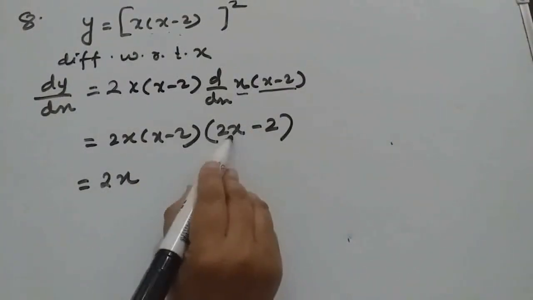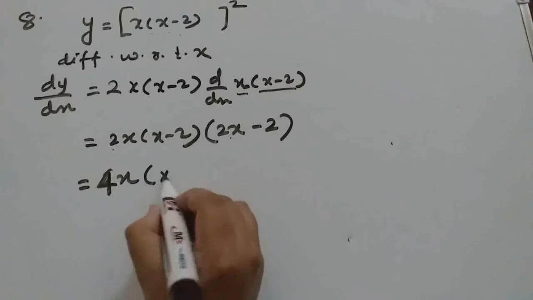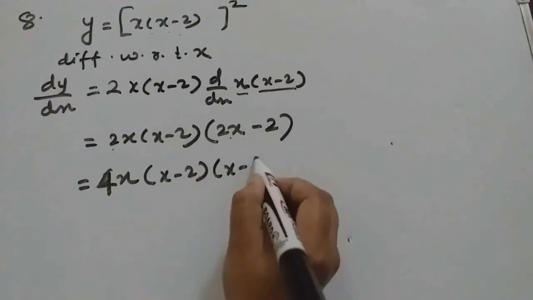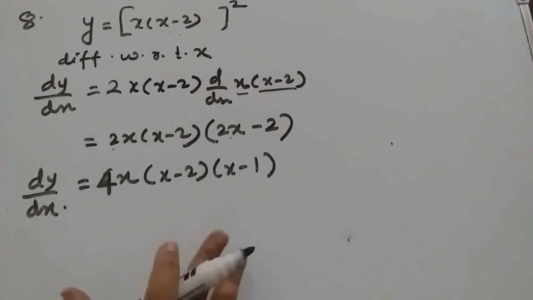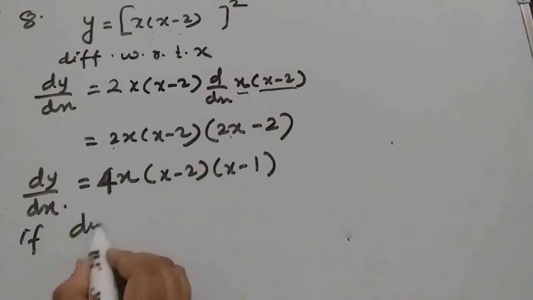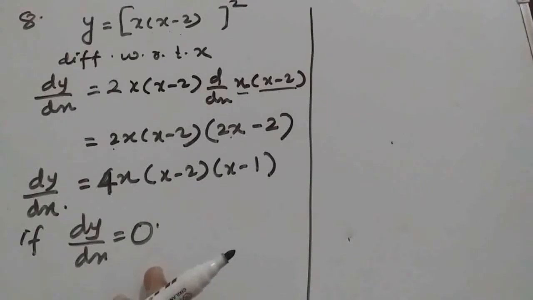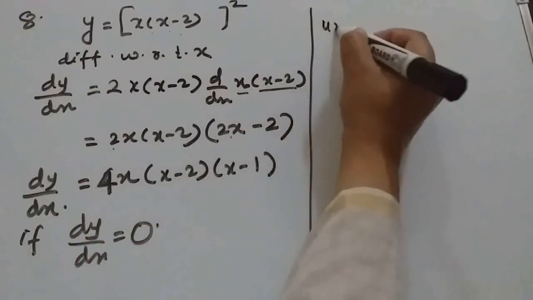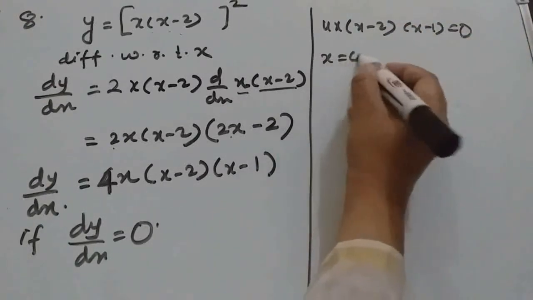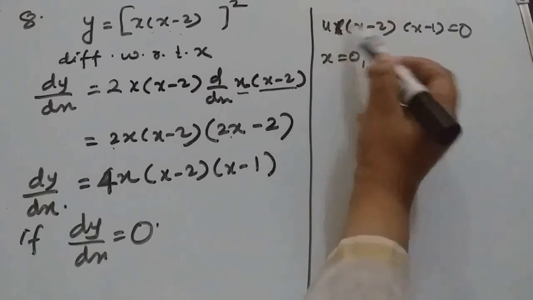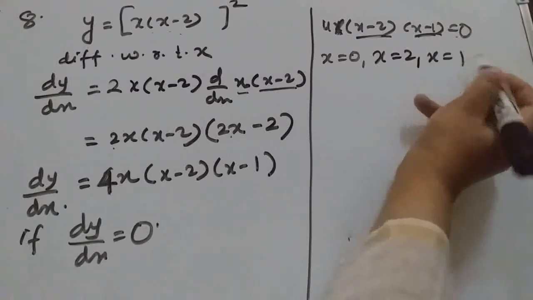Now here 2 we can take common, that 2 will multiply with this 2 to become 4, and here x − 2, here x − 1, dy by dx. So if dy by dx is 0, we will get here 4x(x − 2)(x − 1) equal to 0. So x equal to 0, and this we can equate with 0. For this bracket we will get x equal to 2, for this bracket we will get x equal to 1.